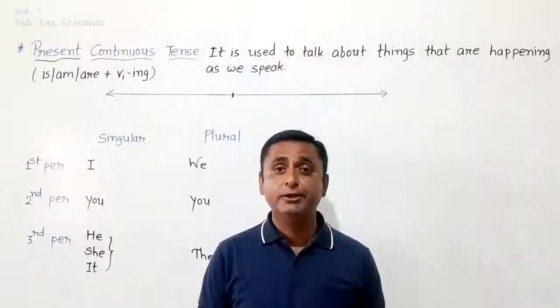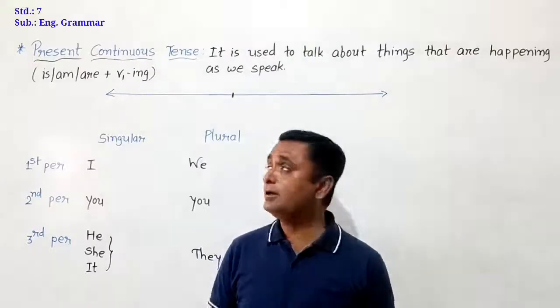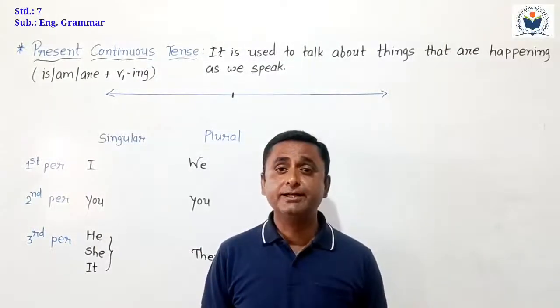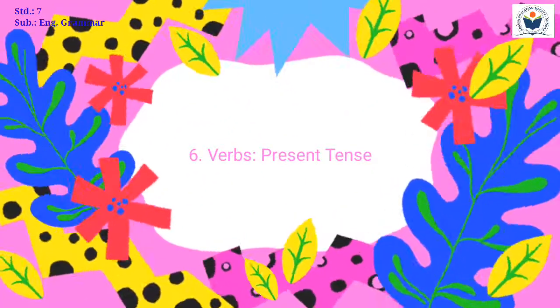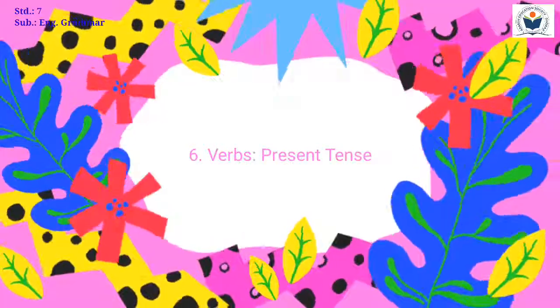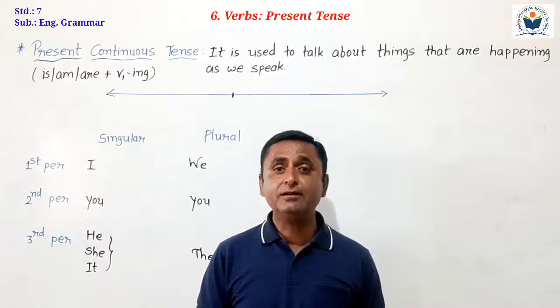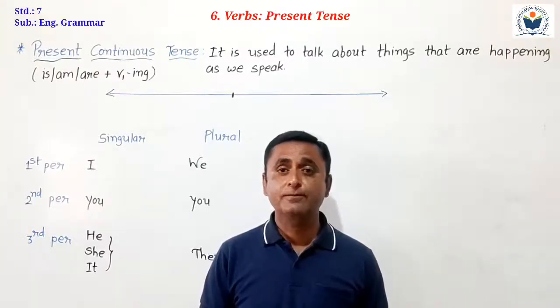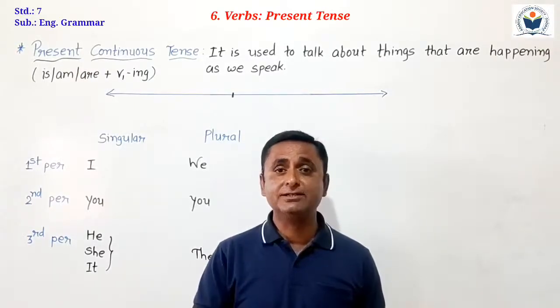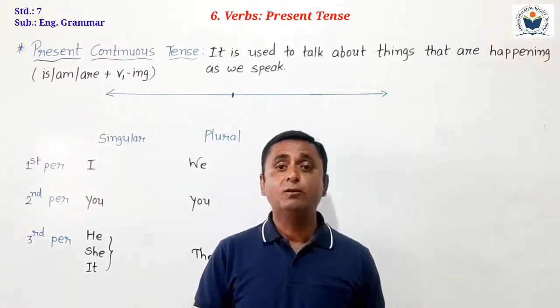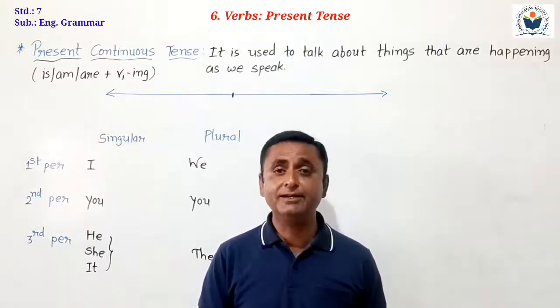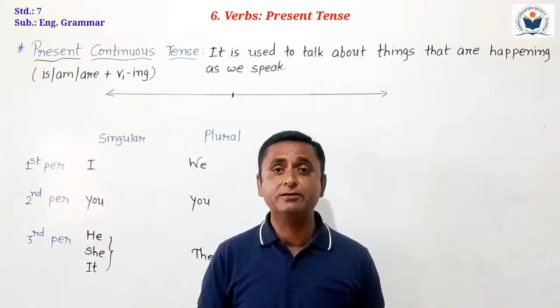Hello students, today we are going to learn standard 7th subject English grammar lesson number 6, verbs present tense. Students, in our previous video we learned about present tense verb, to have form, to do form. Those types of forms we already discussed in our previous video. After that we also completed the simple present tense, the structure of simple present tense, where we have to use simple present tense. All the things we discussed in our previous video.